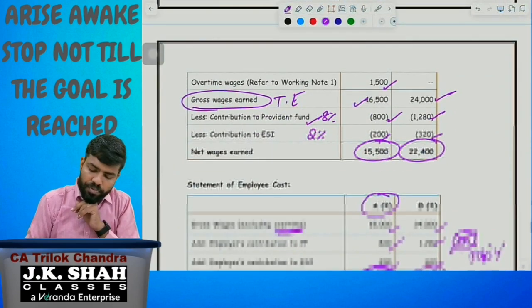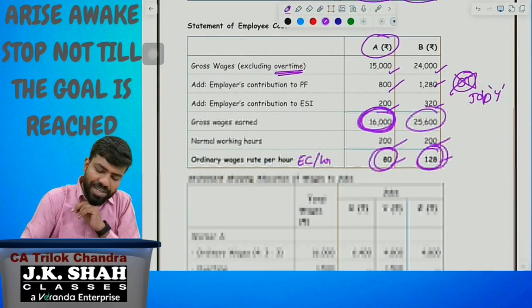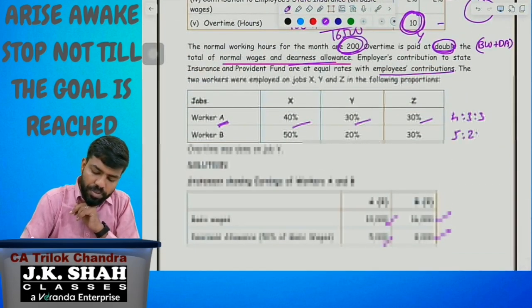When it comes to 24,000, I'm extremely sorry, 24,000 is the gross wages employee cost. When it comes to 25,600, we are going to apportion in the proportion of 5 is to 2 is to 3.